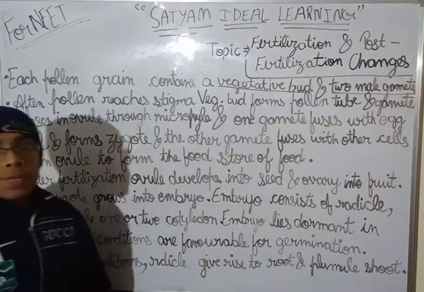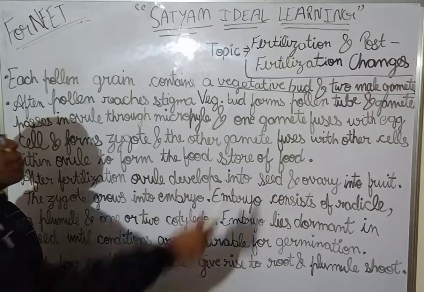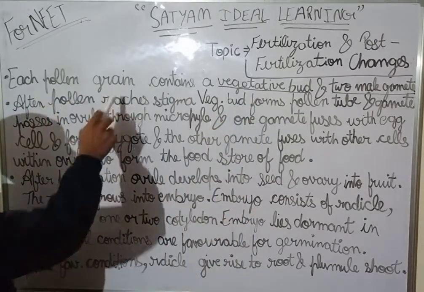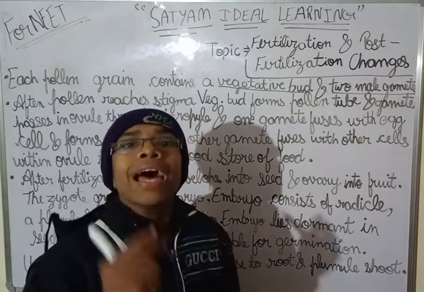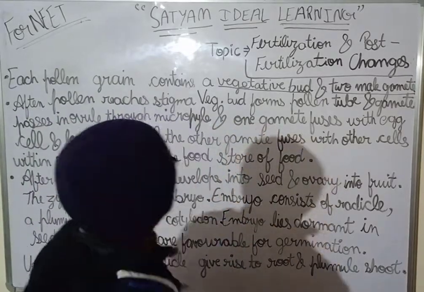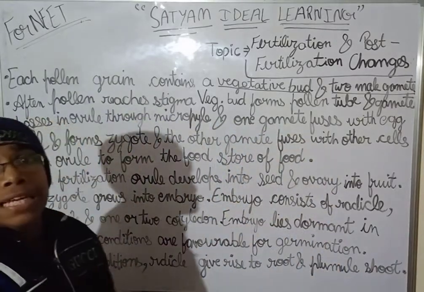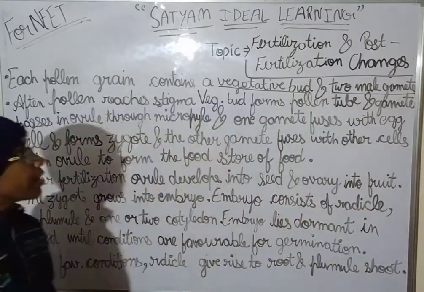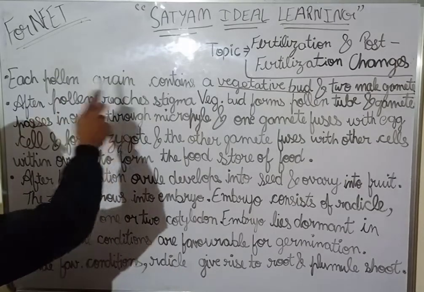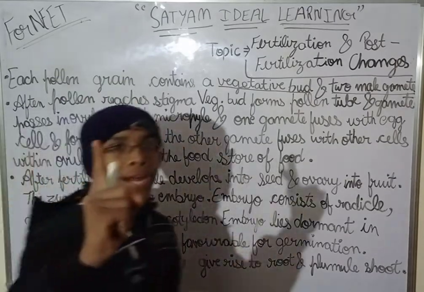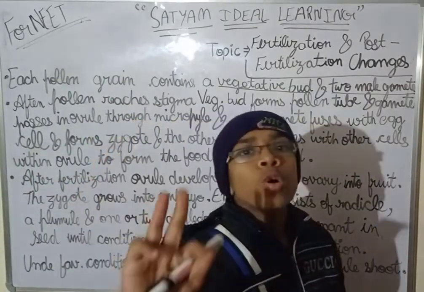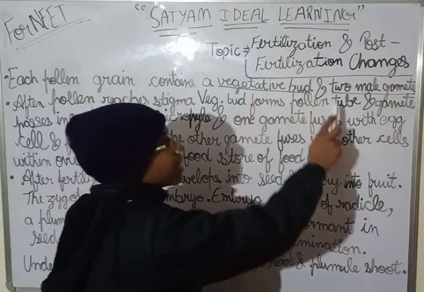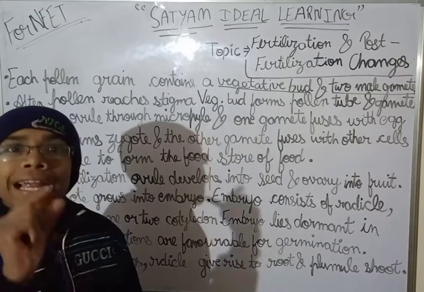We already know two male gametes and vegetative bud. The pollen grains are being released by the anthers. And anthers and filaments form the stamen. It is the male reproductive organ. So each pollen grain contains what? A vegetative bud and two male gametes. These are the three things that a pollen grain contains.